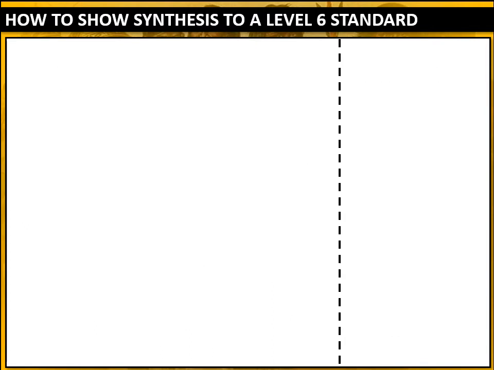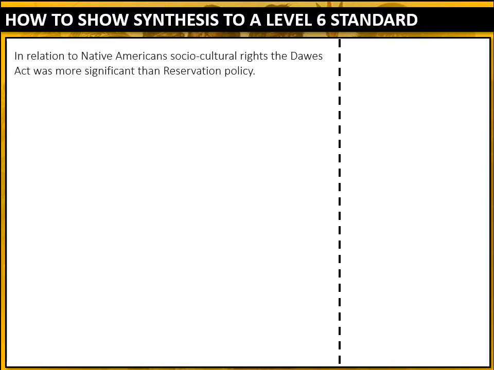Now, for the last two slides, I want to show you how you might write to show synthesis and to show that you're judging importance to a high standard. If I was writing a paragraph from one of the sections of my essay, then I could put a first sentence that looks like this. In relation to Native American social cultural rights, the Dawes Act was more significant than reservation policy. That's a pretty good sentence starter for a section.